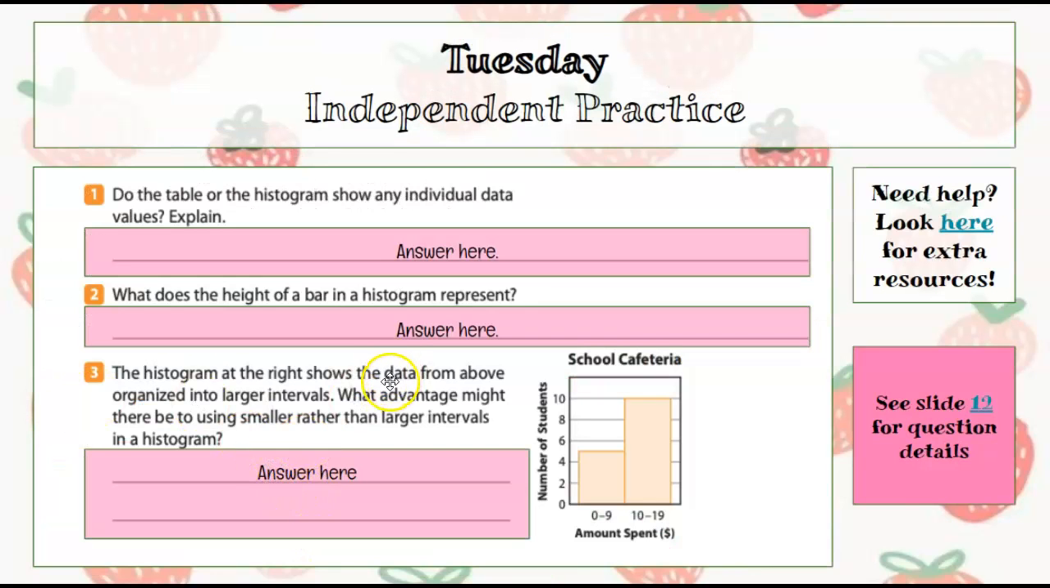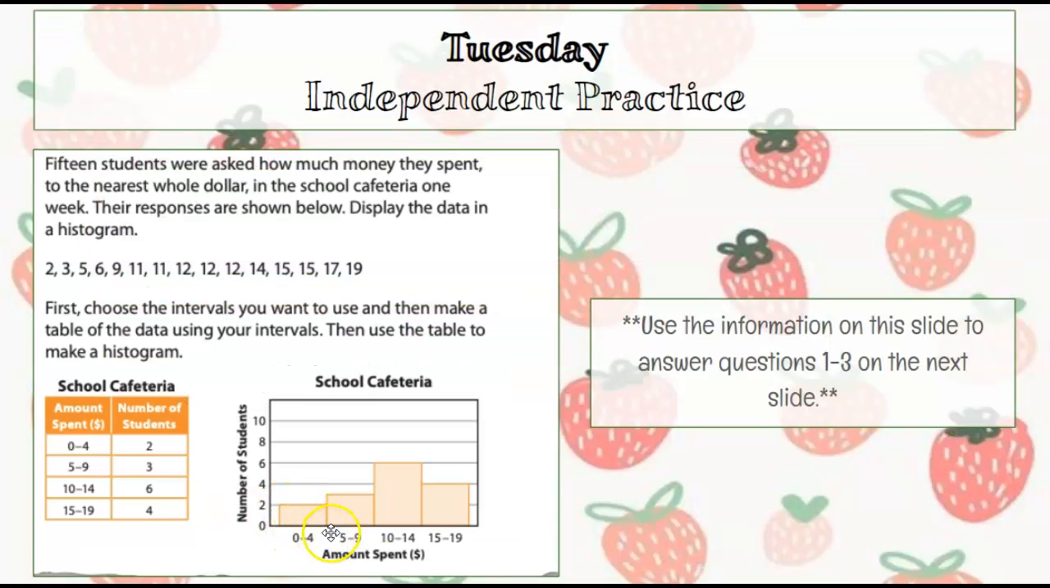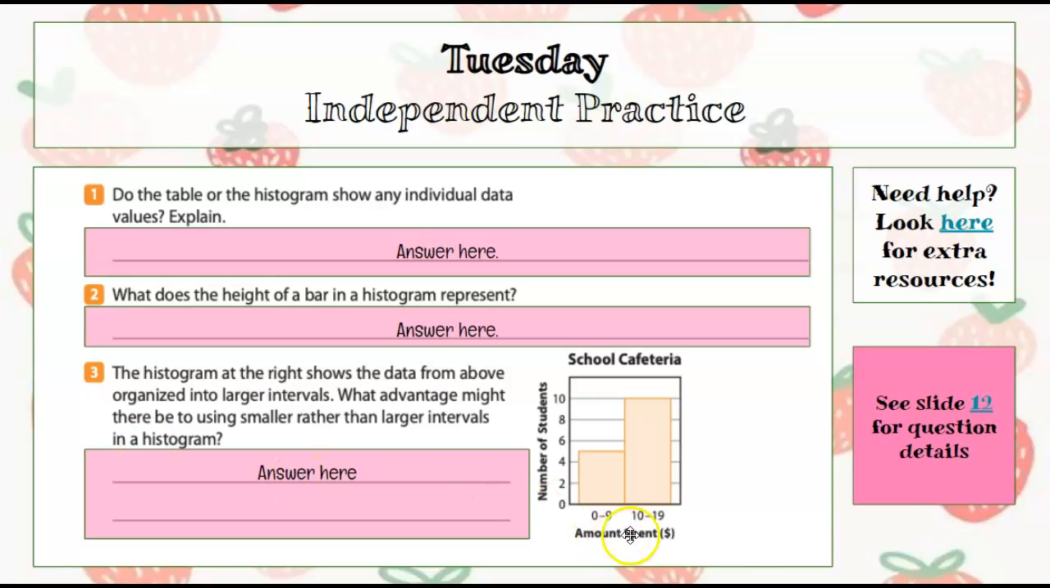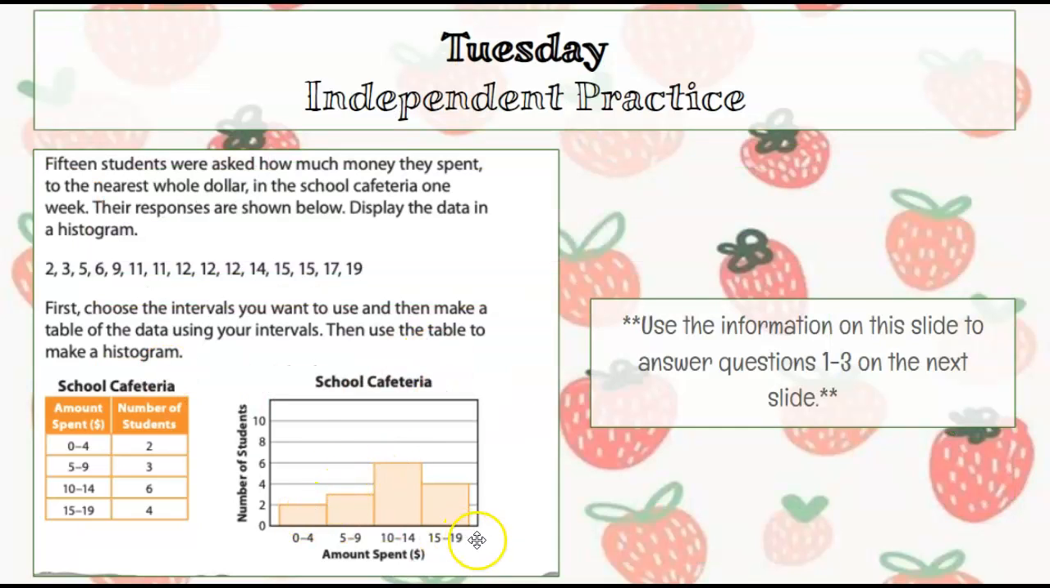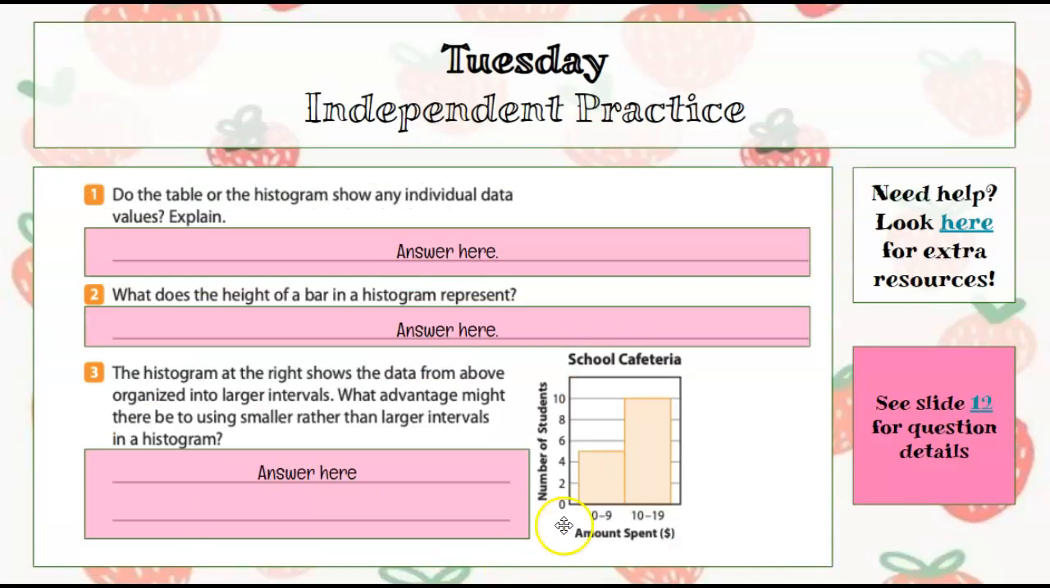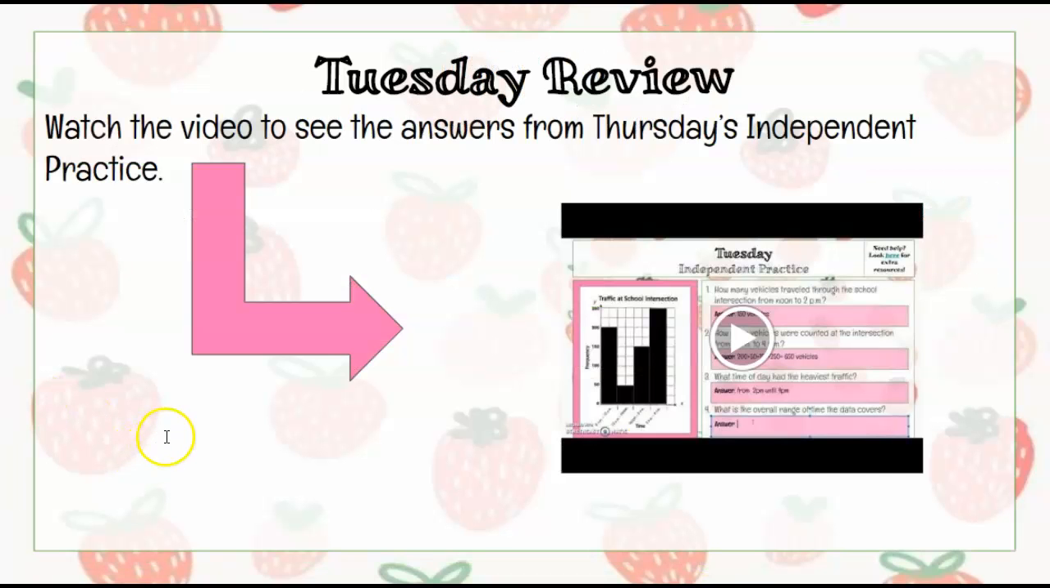And finally, the histogram to the right shows the data from above organized into larger intervals. So you can see it went from 0 to 4, 5 to 9, 10 to 14, and 15 to 19, to just 0 to 9 and 10 to 19. So what advantage might there be in having smaller intervals like this compared to larger intervals like this? Once you're finished, you can watch the video again to go over the practice problems.